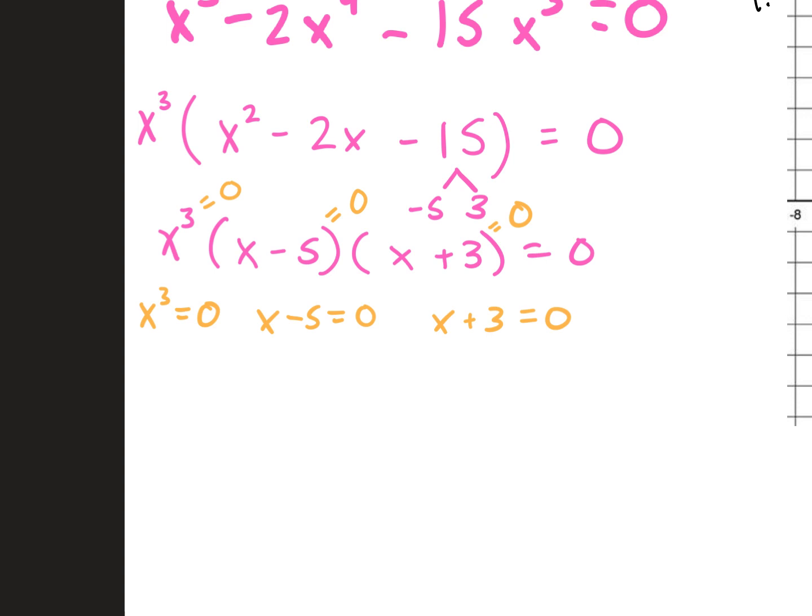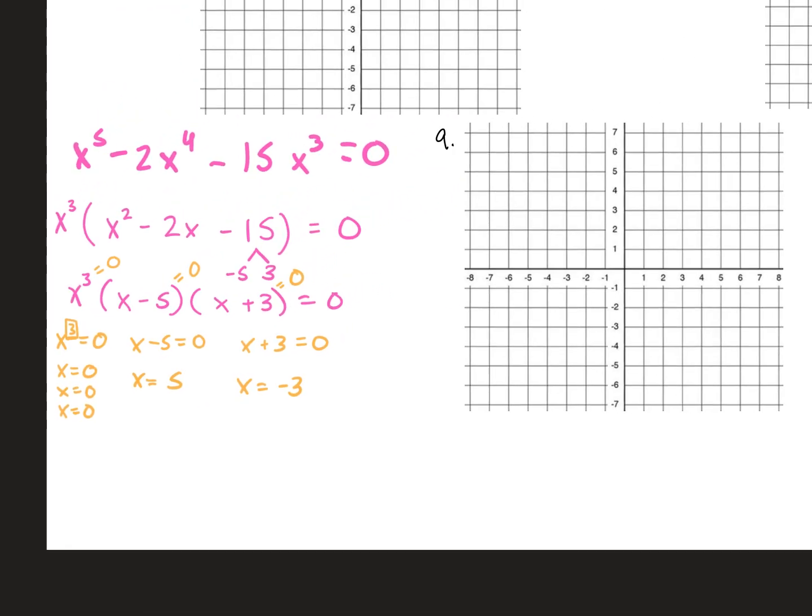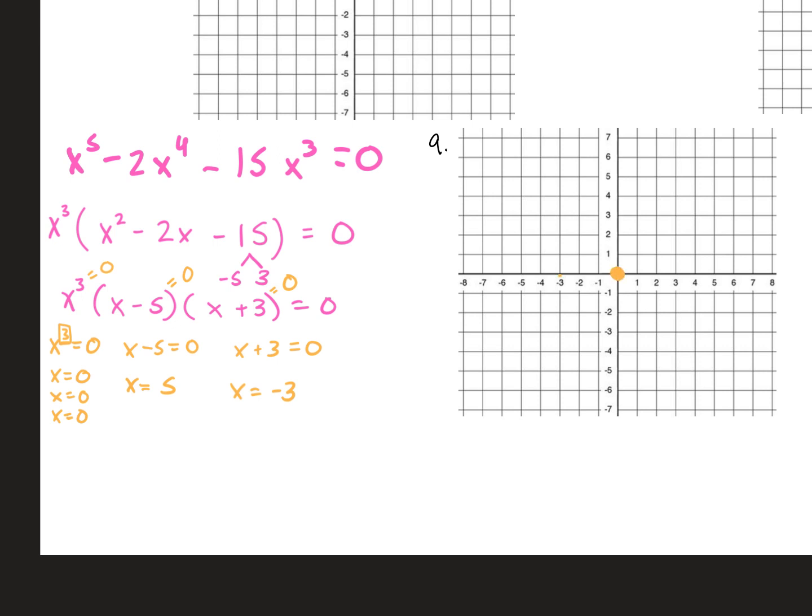So x cubed equals 0. Because it's x cubed, it's like saying x is equal to 0, x is equal to 0, and x is equal to 0. We have 3 of them. You don't have to put all 3, but it's important to know that you have 3 of them because it's going to help us with the graphing. Remember, we need to talk about multiplicity, which is how many we have of each. Then we also have x is equal to 5 and x is equal to negative 3. So let's put all 3 of those on the graph. We're going to have a point at 0, a point at negative 3, and a point at 5.